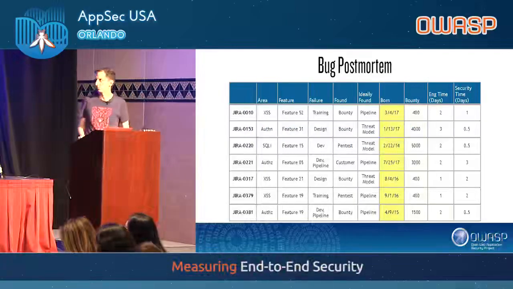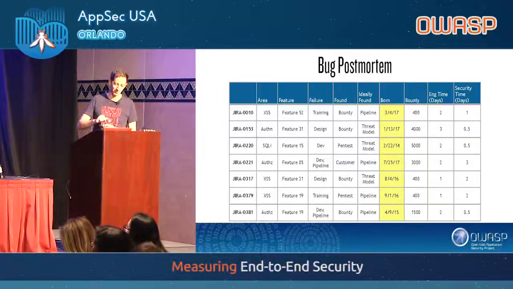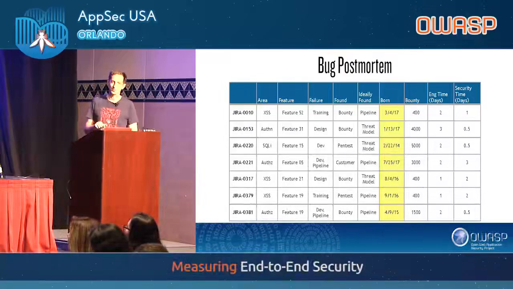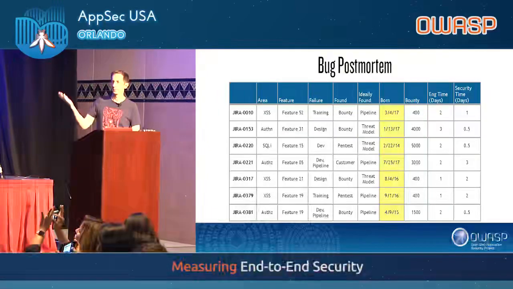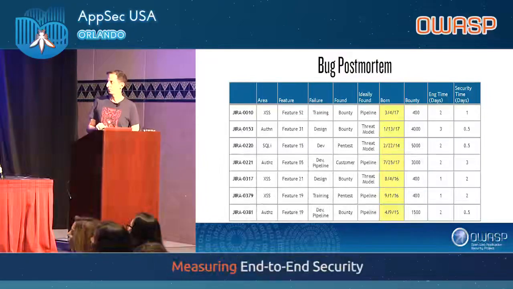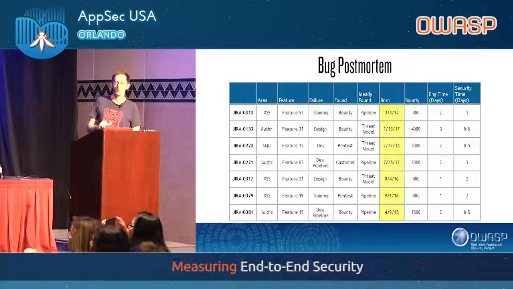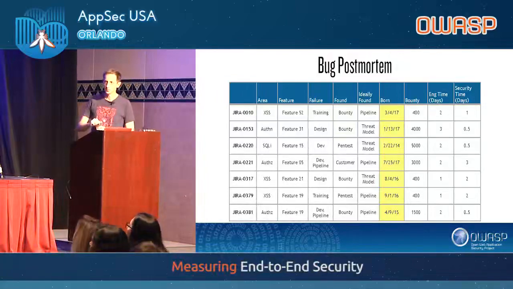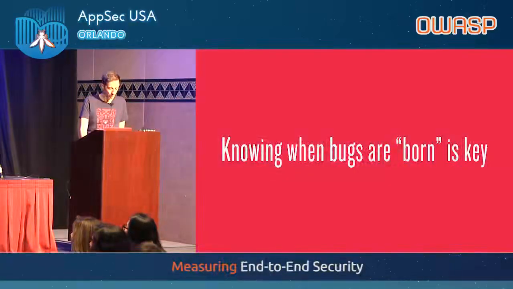And so this is a small example. I threw in some sanitized data of some various bugs. This is what a few weeks might look like. We find some failures of development and pipeline and design, and we notice that the bugs were born at various times. So it's not like they were all born at the same time and we had all the same failures at the same time. So knowing when that bug is born is really key.